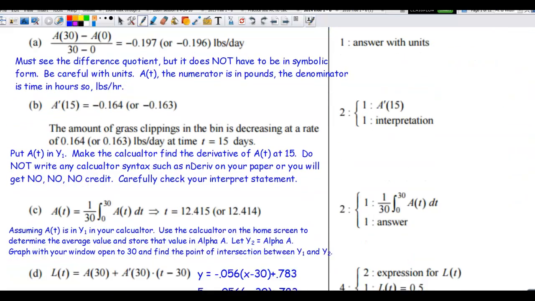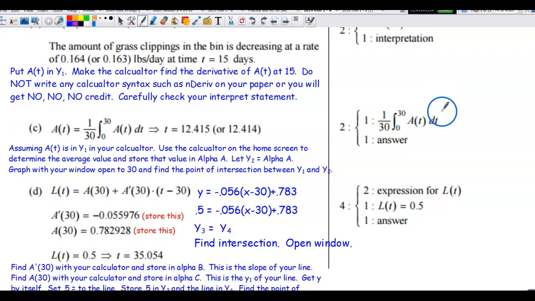So if you come down here and look at the work, you can see that the first thing we're looking for is that the student understands that we're launching into the average value. So we need to see that integral set up.